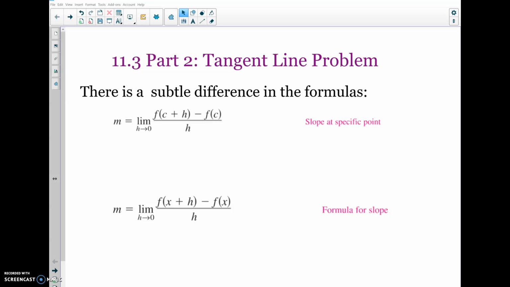So if we are looking at a specific point, we used this equation right here. Notice that we plugged in f of c into our difference quotient there. If we want to know the formula for the slope for the entire equation, we would use this one.